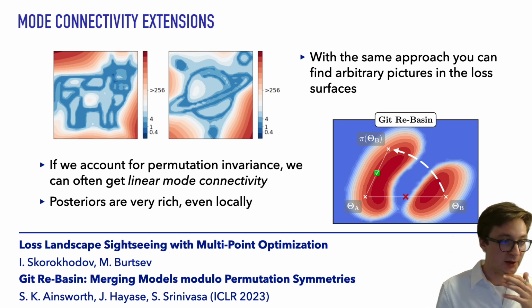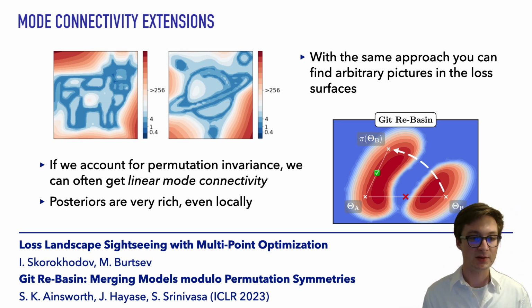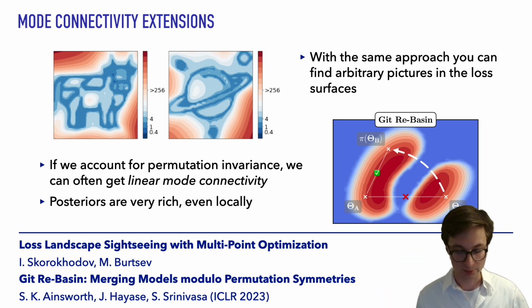So to summarize, what this means is that the posteriors are just very rich. Even locally, there is a lot of functional diversity of the solutions, and it is very fruitful to explore the posteriors even locally, and you can get substantial boosts in performance by ensembling solutions that are near each other, even near each other in the parameter space.